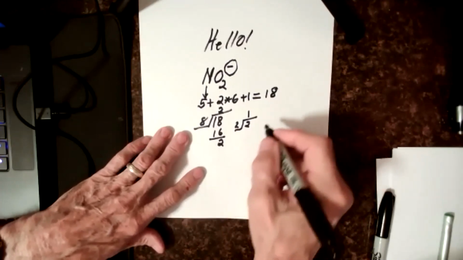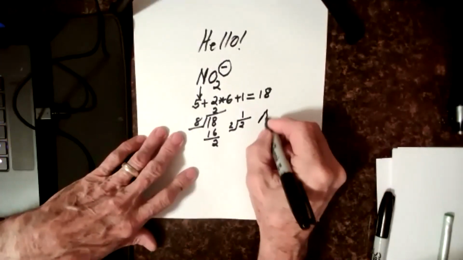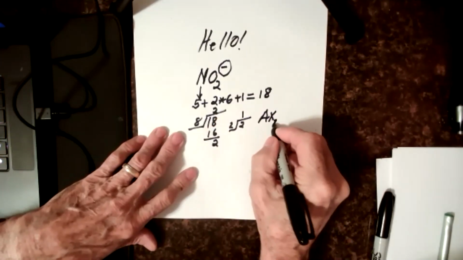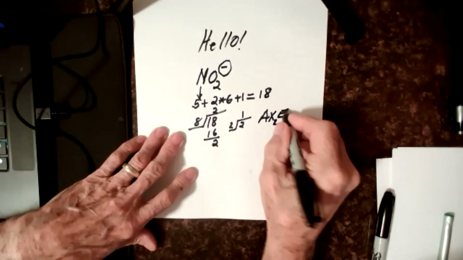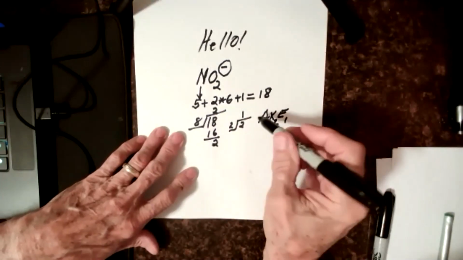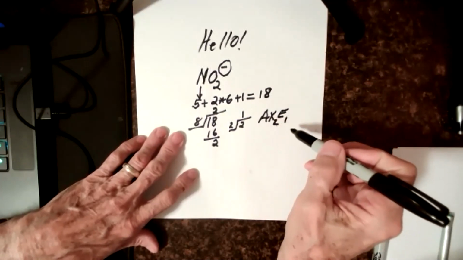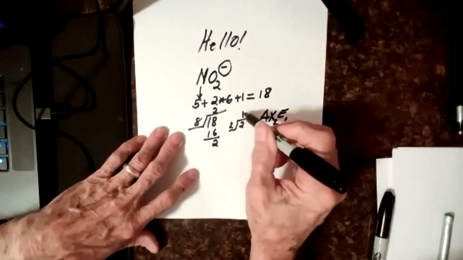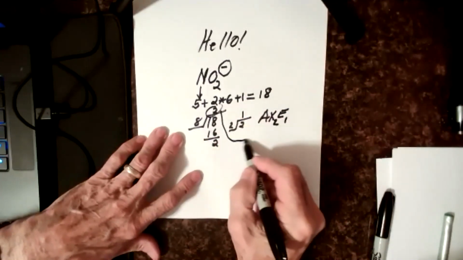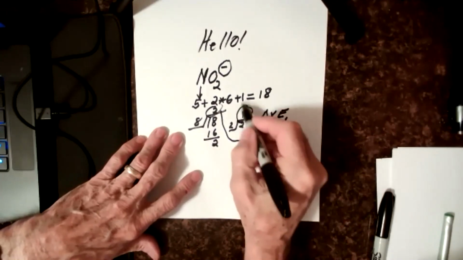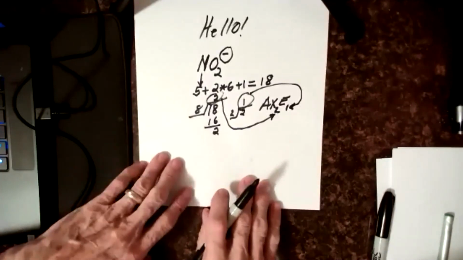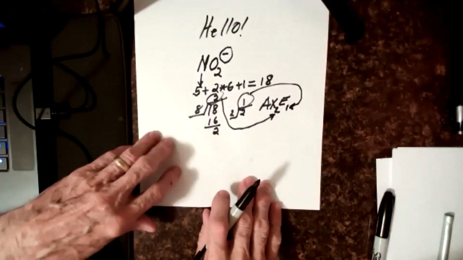So my VSEPR notation is going to be AX2E1. And sometimes we don't put the 1 in there. We might just say AX2E. But I put the 1 in here just to emphasize where it came from. So remember, what you get here is what goes there, and what you get here is what goes there. So that's going to be the VSEPR notation for it.